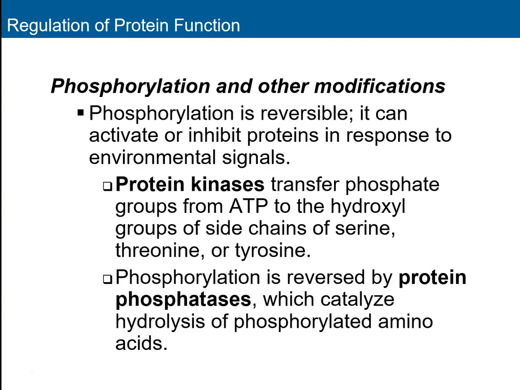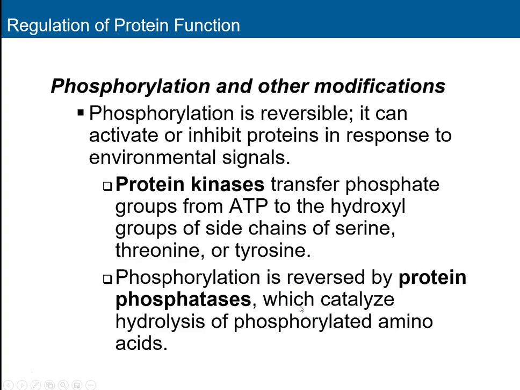Okay, other modifications, right? Phosphorylation. We talked about this already. Phosphorylation is totally reversible, right? It can activate or inhibit proteins depending on what's going on. Kinases are proteins that add a phosphate group. It transfers phosphate groups from ATP, so basically it takes a phosphate group from ATP and adds it to a protein. Where it adds it is the hydroxyl groups on the side chains of serine, threonine, and tyrosine. So that tells you particularly where those phosphate groups are usually added.